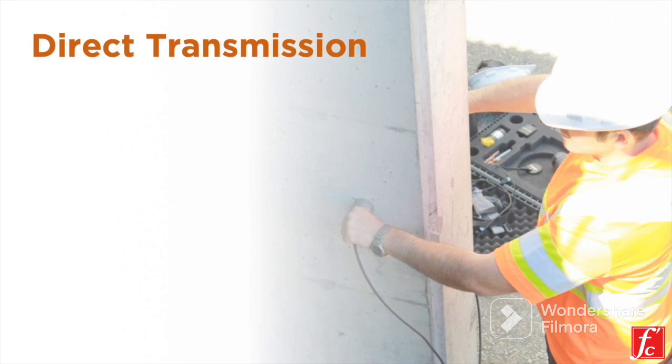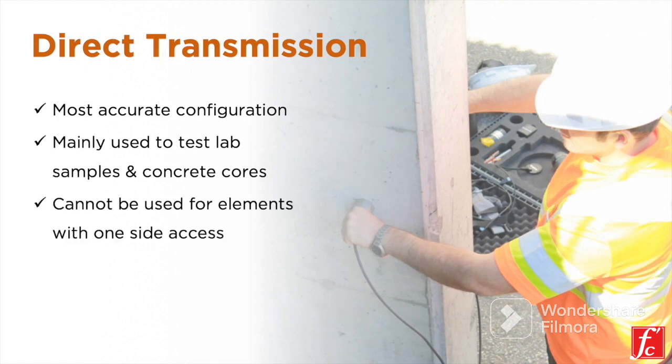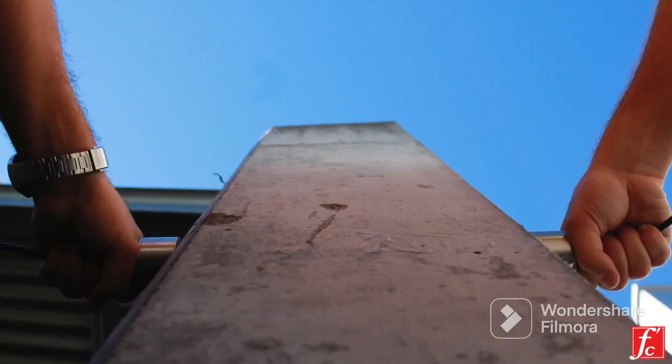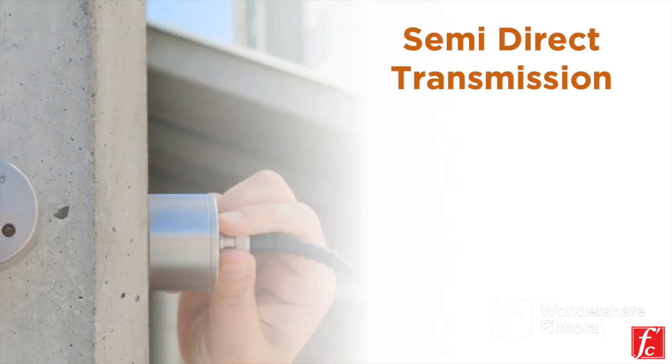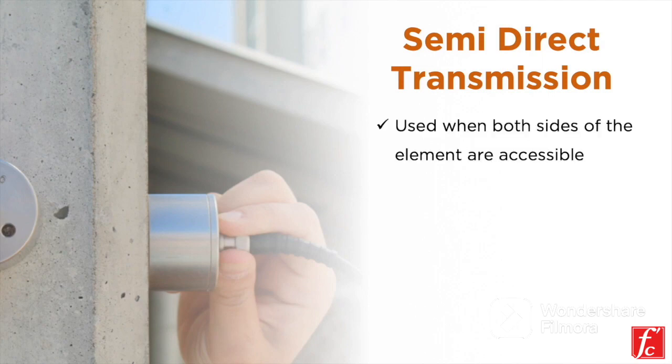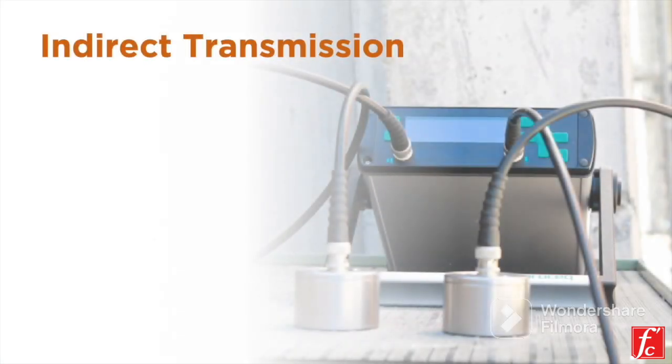So as you can see, by using this test, you can use the velocity calculated in order to assess the quality of concrete. The most accurate configuration is the direct transmission, mainly because the maximum energy of pulse is transmitted and received. However, this configuration is mainly used to test lab samples or concrete cores and cannot be used in the field for elements with one-side access only. If two sides of the element are accessible, then a semi-direct transmission configuration can be used. This configuration can also be used to test lab samples and concrete cores.